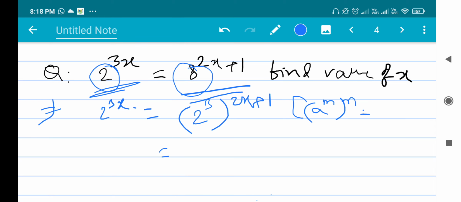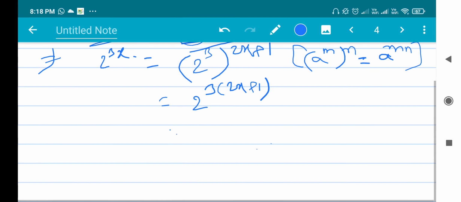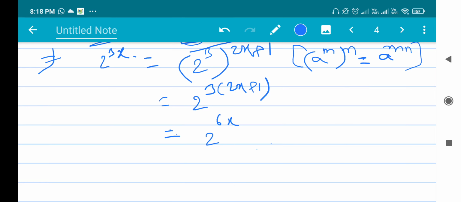What happened? This is an identity: a to the power of m into n. By using this identity, it is also the same: a to the power of m into n. So 3 into 2x plus 1. Okay, 2 to the power of 3 to the 6x. Next, 3 ones are 3.